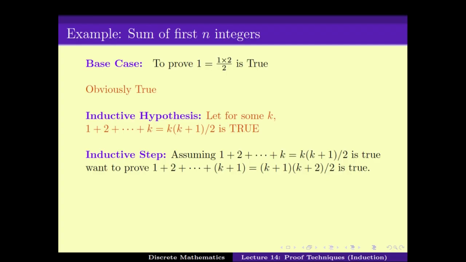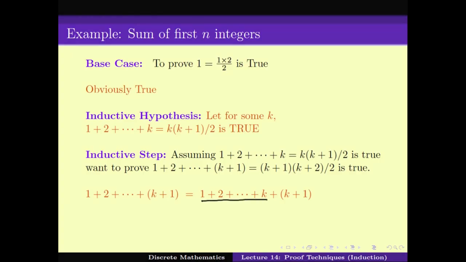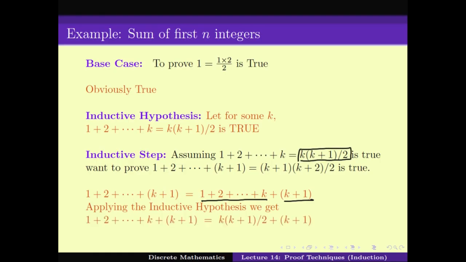Now we have to prove that the sum of the first k plus 1 elements is something. So first of all, note that the sum of the first k plus 1 integers is the sum of the first k integers plus k plus 1. Now by the induction hypothesis, we know that the sum of the first k integers is k into k plus 1 by 2. So we can plug it in, and we get that the sum of the first k plus 1 integers is k into k plus 1 by 2 plus k plus 1. And if you now just do the calculation here, you get that this is actually equal to k plus 1 into k plus 2 by 2, which is what we wanted to prove. So thus we have proved the inductive step.